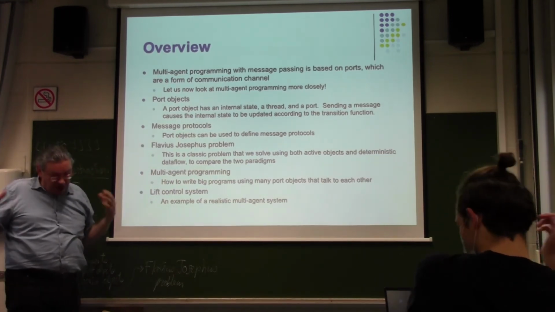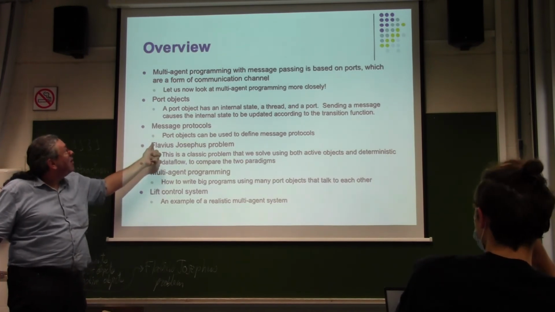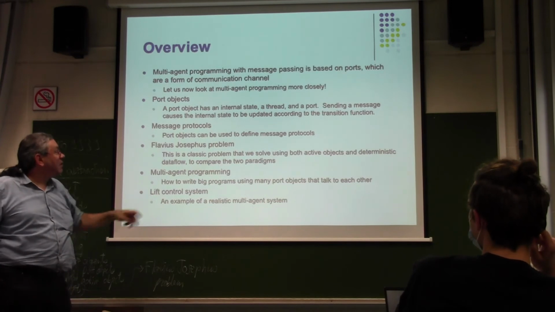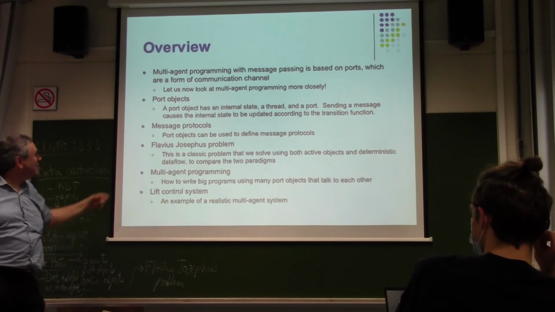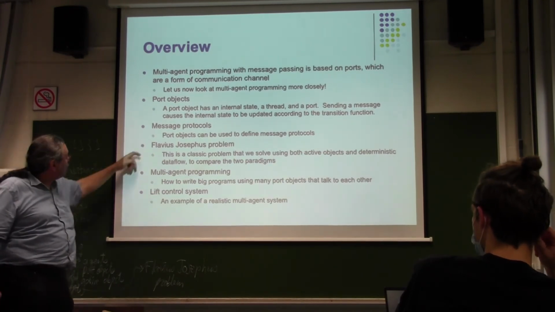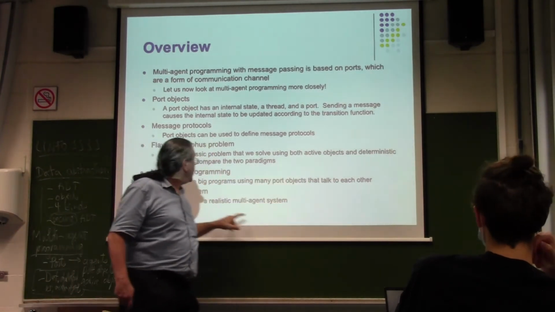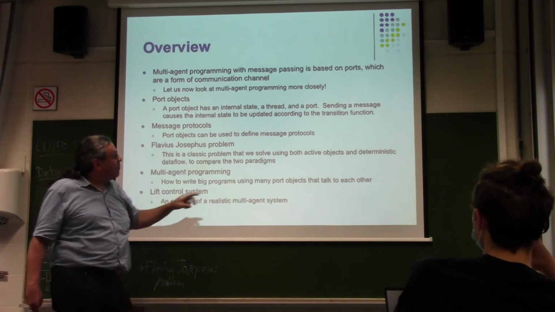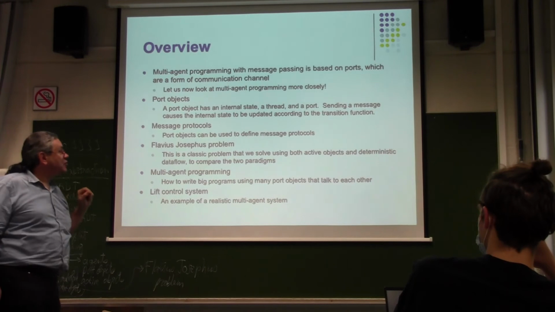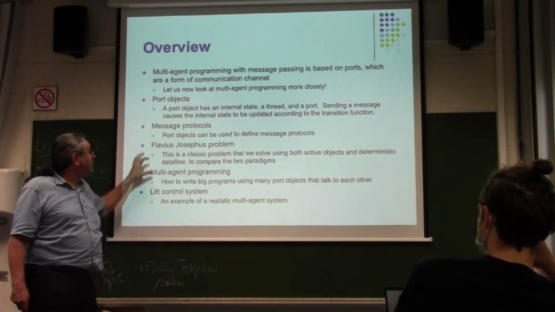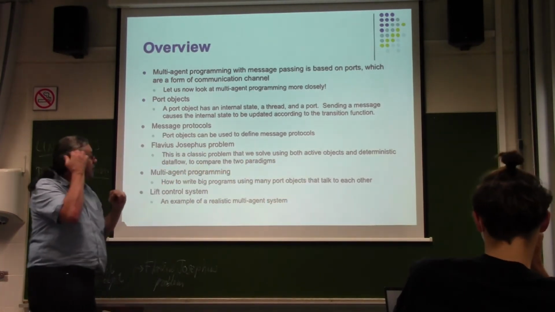First of all, I want to compare multi-agents with deterministic data flow. So I'm going to show you this very nice problem called the Flavius Josephus problem, and we're going to write programs both using active objects and deterministic data flow. Active objects are like port objects, except they're defined using classes. There are real object-oriented objects inside. But in fact, it's very similar. It's like an agent that receives messages.